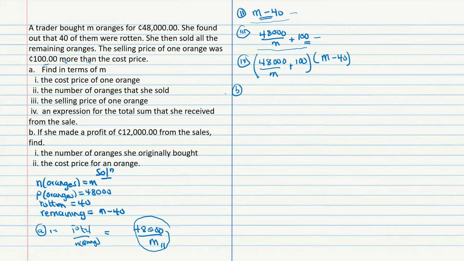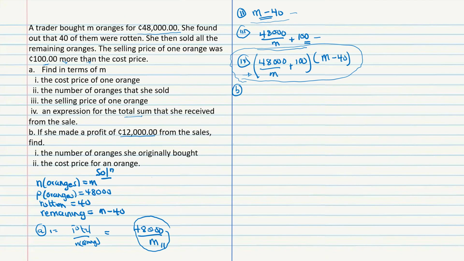The second one, that is b. If she made a profit of 12,000 from the sales, we are supposed to find the number of oranges she originally bought. At the end of the day, we know that this is the total selling price. In that case, she made a profit of 12,000. The profit is actually this amount of money, plus the amount spent, and this is the total sum. Now, that is this one, right?